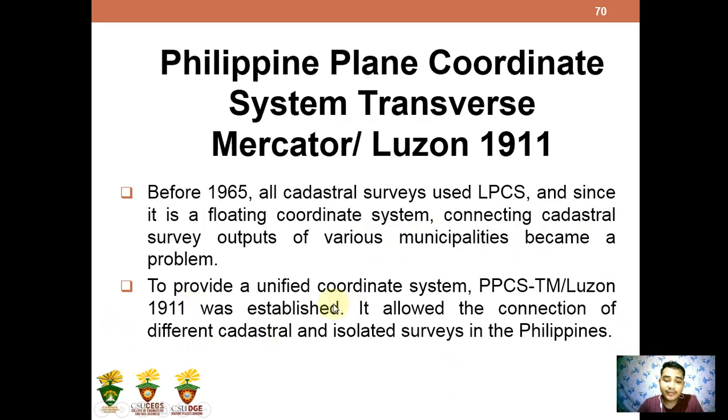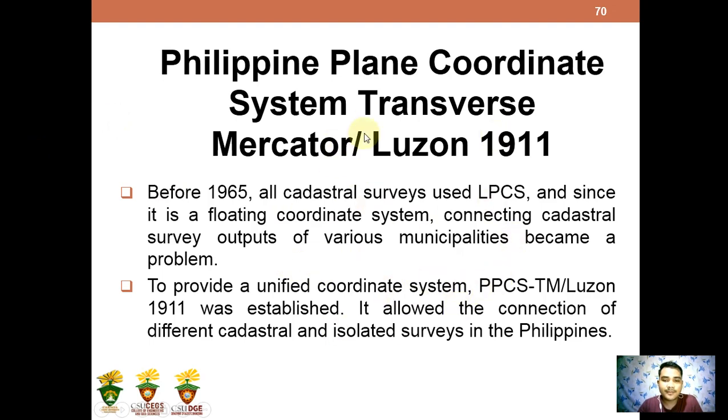To provide a unified coordinate system, PPCS-TM Luzon 1911 was introduced. It was established to allow the connection of the different cadastral and isolated surveys in the Philippines. After 1965, it was unified, and all the cadastral survey outputs were connected.